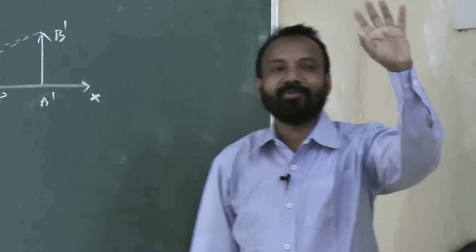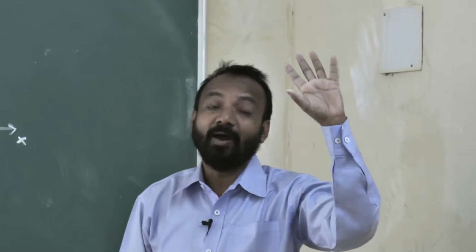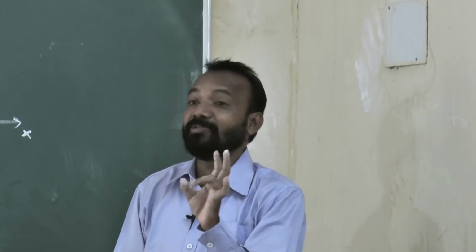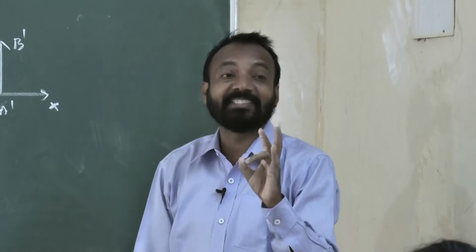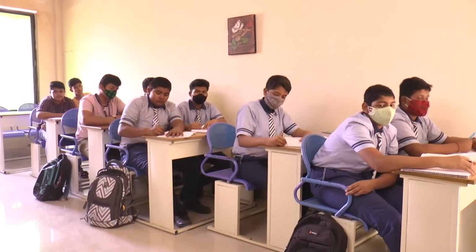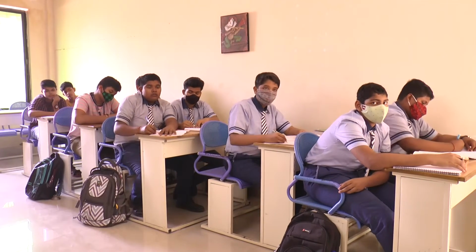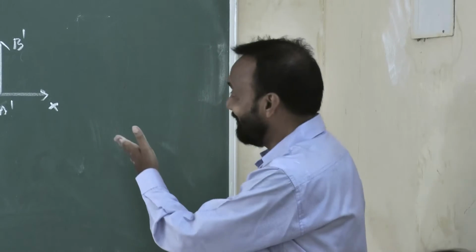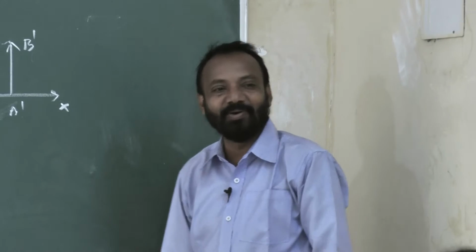In 5 cases we are talking about, the image formed is real. Object at infinity, image formed real. Object beyond C, image formed real. Object at C, image formed real. Object in between P and F, this is virtual.